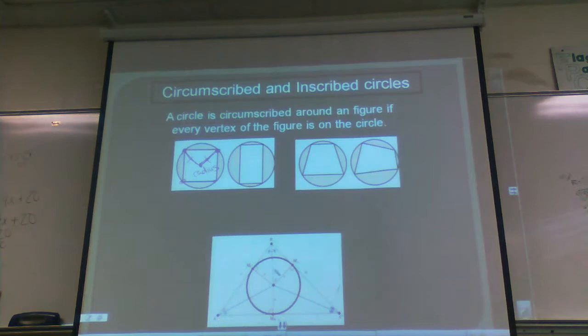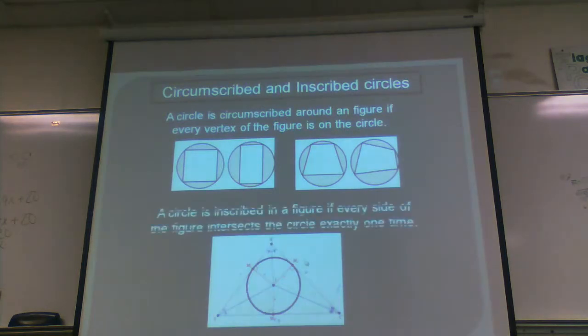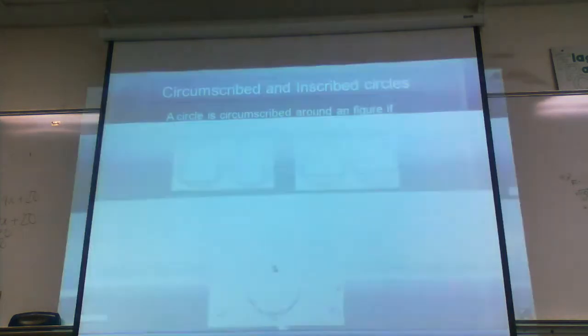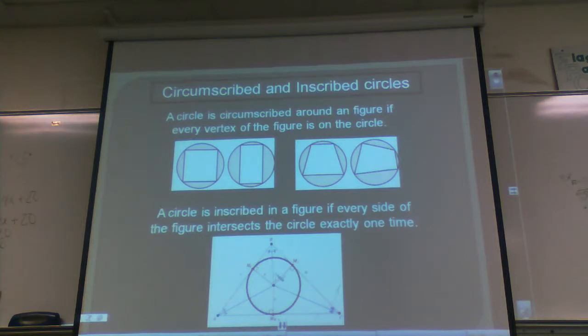Now the one down here, in this case, the circle is inside the shape. It's inside the triangle. All right, so that would be an inscribed figure. So circumscribed goes around the outside, inscribed goes inside. And again, if it's inside it, that means it's technically inscribed. It's inside in such a manner that it's only going to intersect with each side exactly once, not more than that.